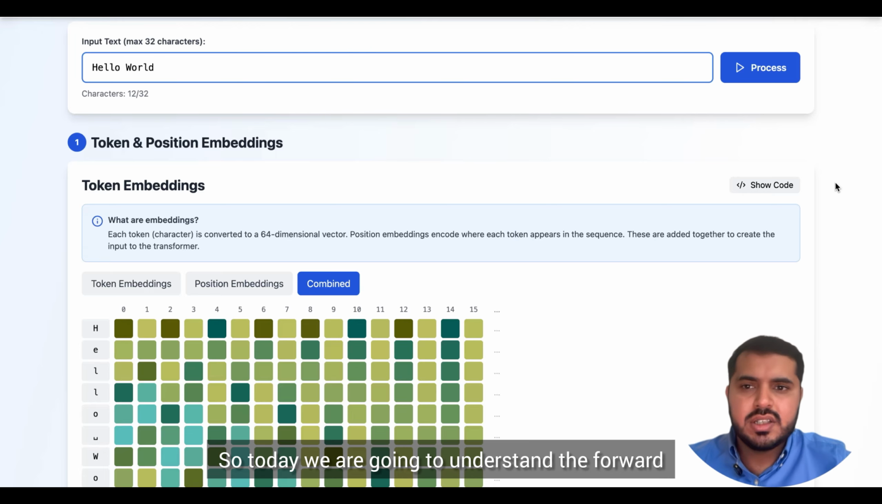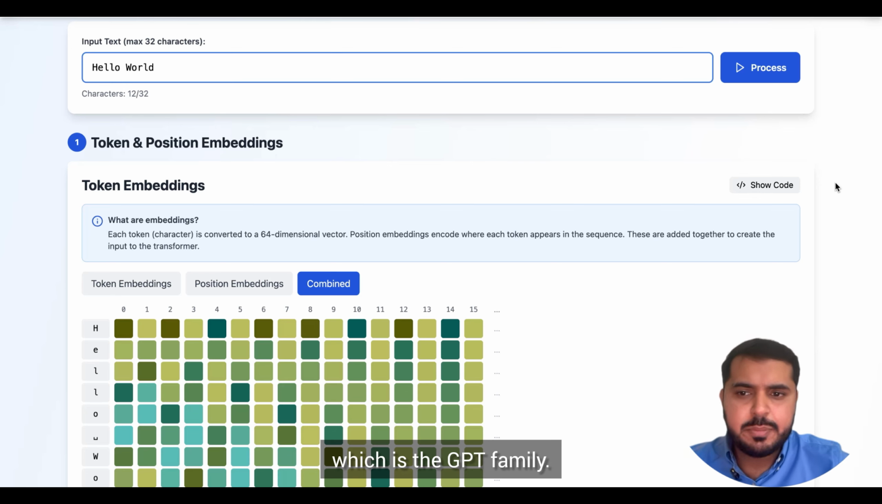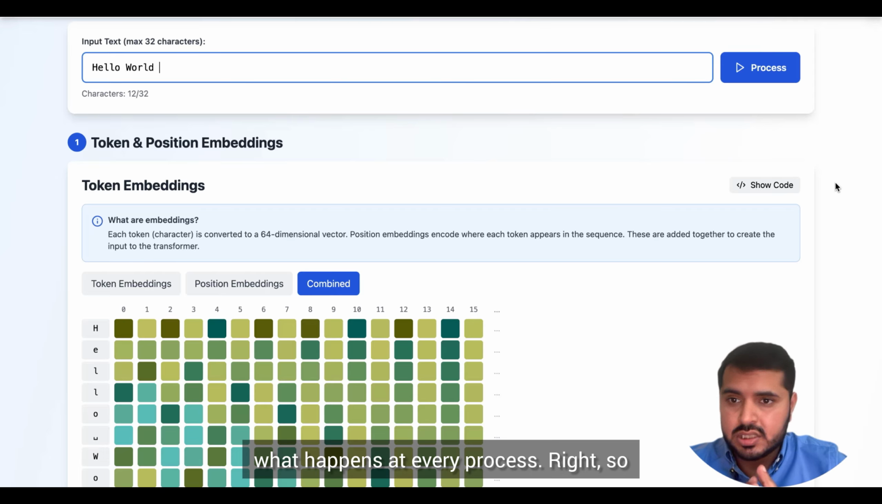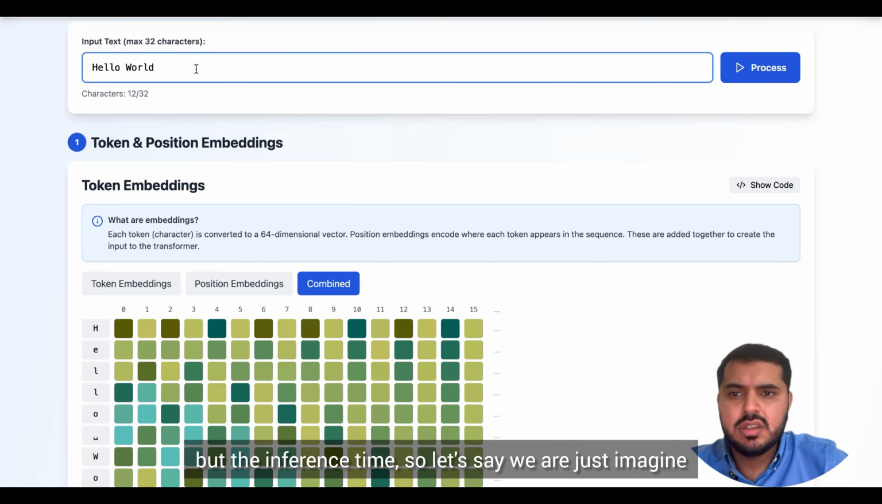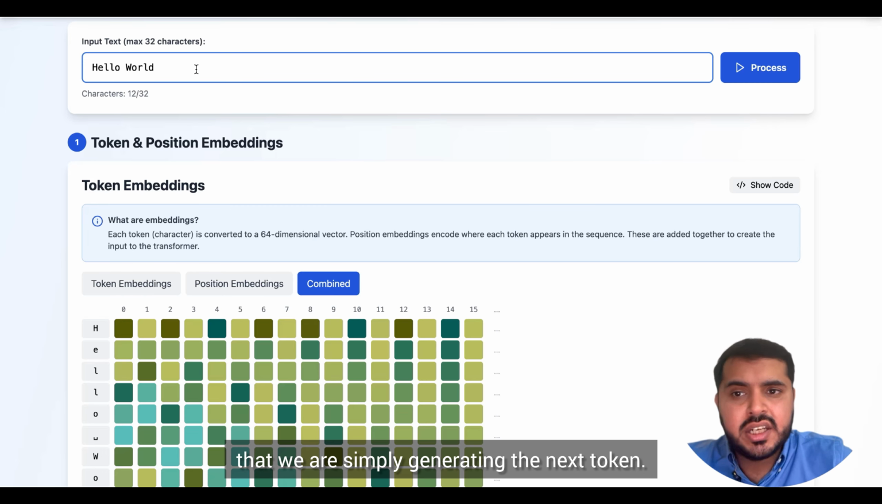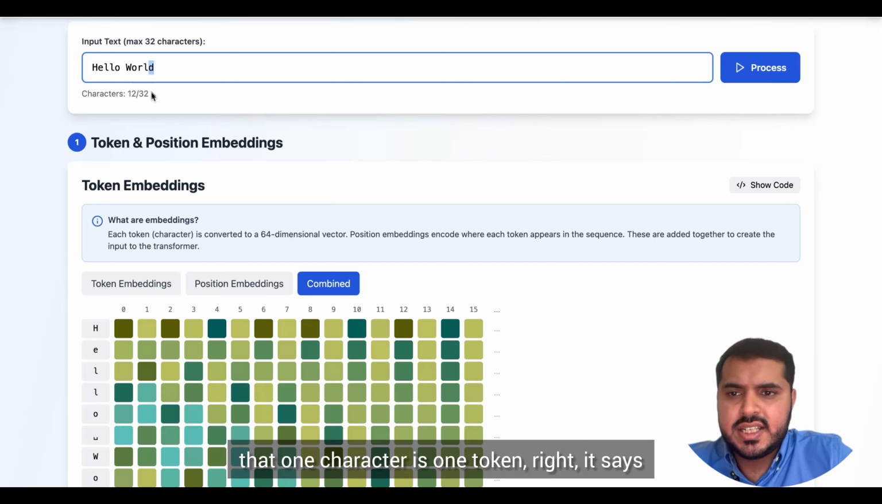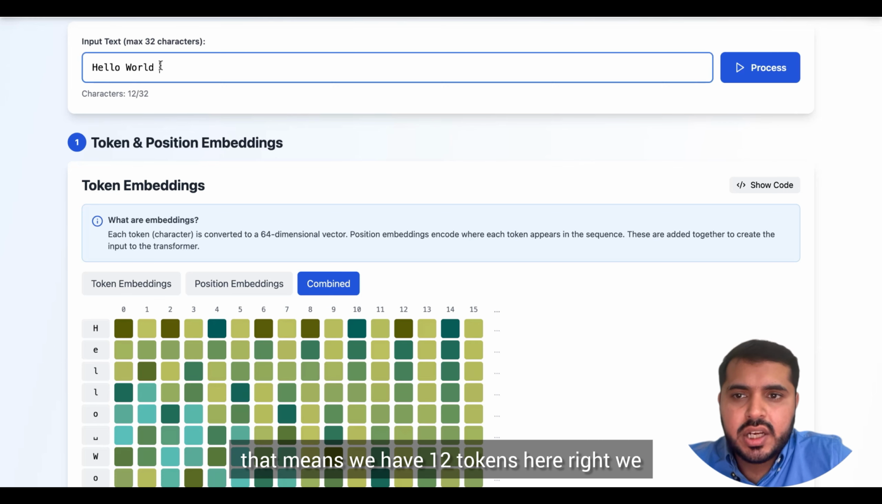Today we are going to understand the forward pass of a decoder-only transformer, which is the GPT family. We will understand what happens at every process, so how the forward pass happens. Look at this particular portion. This is nothing but the inference time. Let's imagine that we are simply generating the next token. For this video, we will assume that one character is one token. The characters we have written total 12, which means we have 12 tokens here.